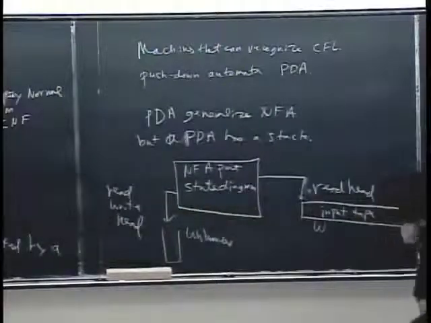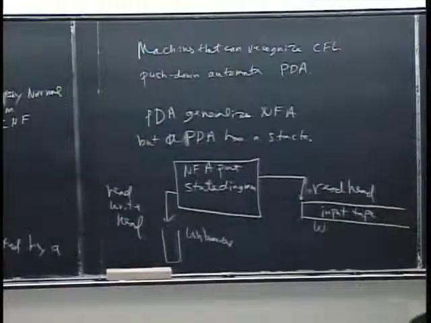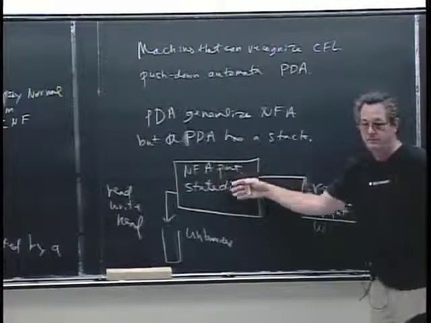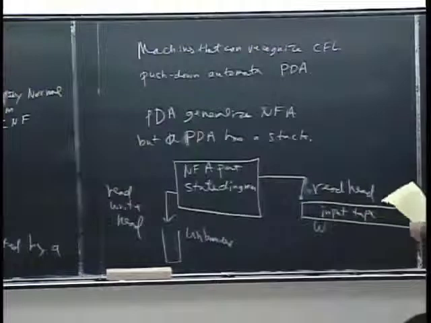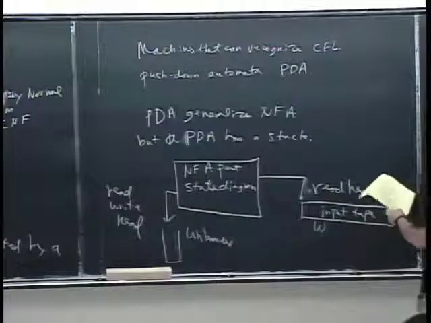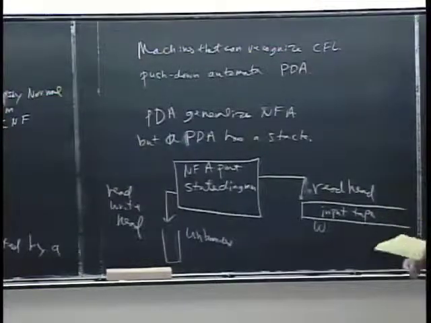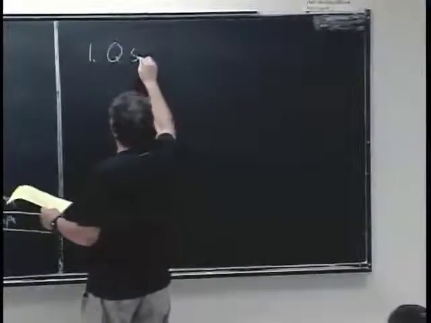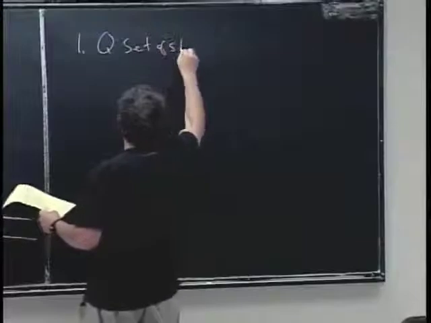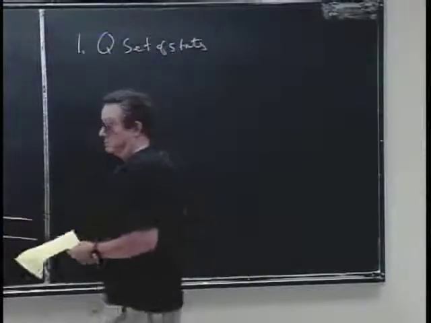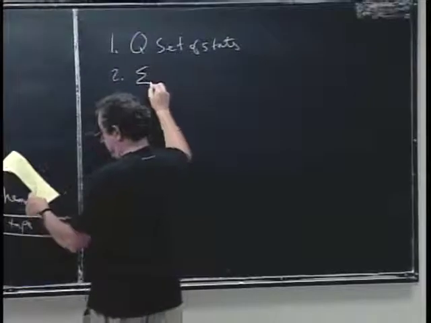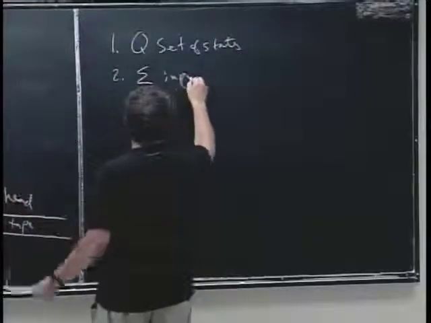Okay, now let me tell you a lot more about the rules of how a PDA operates. So a PDA has components, and these are very similar kind of concepts to what we've been doing. It has a set of states, Q, okay. It has an input alphabet.